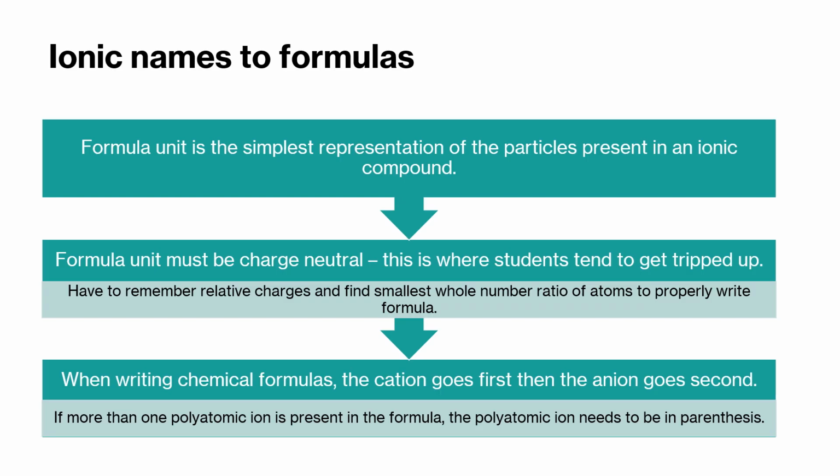When you are writing the formula, just as you are writing the name, the cation always goes first, the anion always goes next. And then make sure to use parentheses if needed. If you have more than one polyatomic ion specifically, that polyatomic ion needs to be in parentheses, with whatever repeat of that polyatomic is necessary.